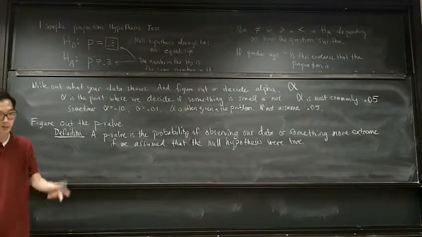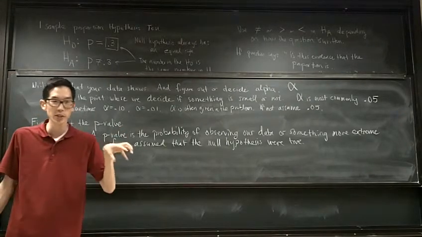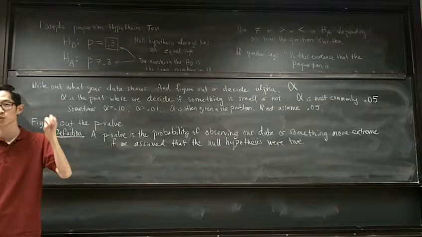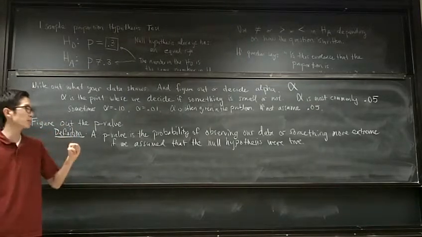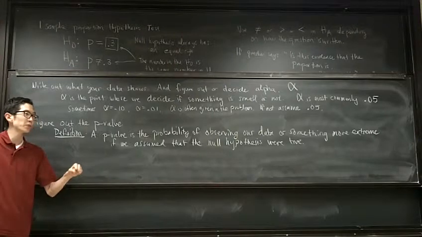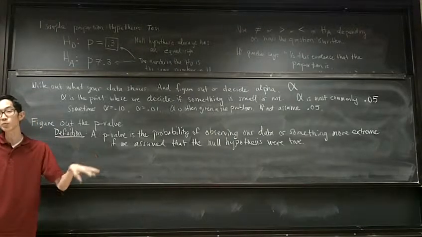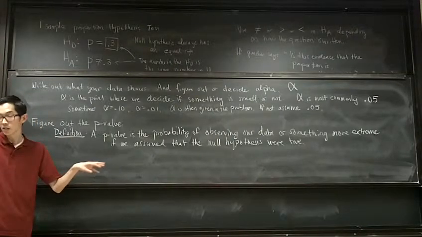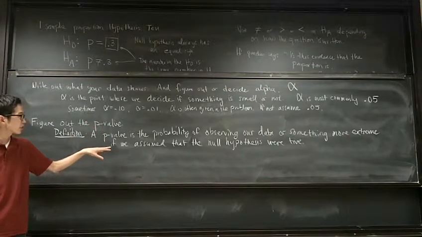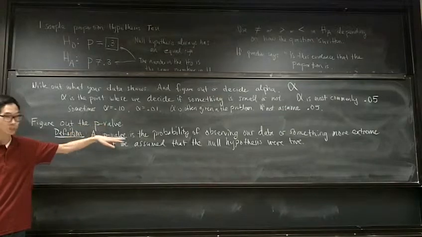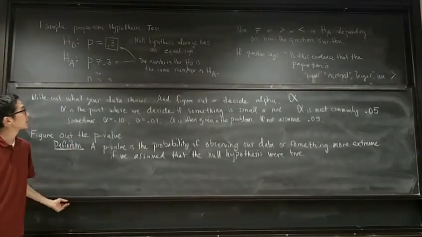If I assumed that the proportion of people who liked my product after watching the commercials is still 20%, what's the probability that I take a sample of 200 people and observe 23% liking the product? The answer to that question, that probability, is the p-value, okay?